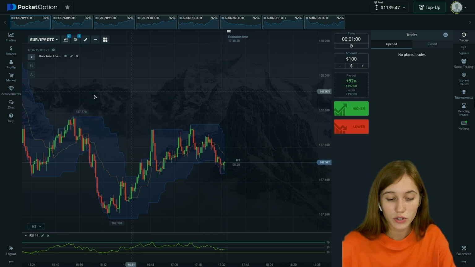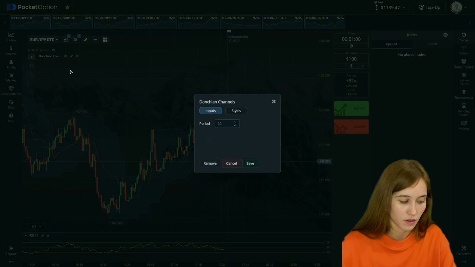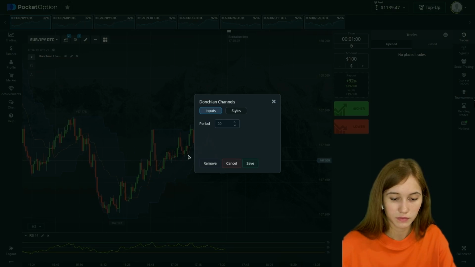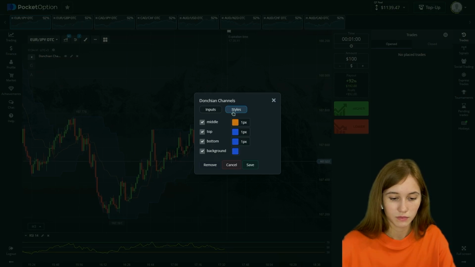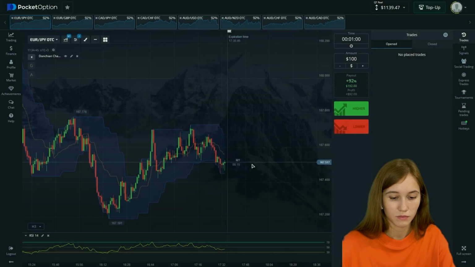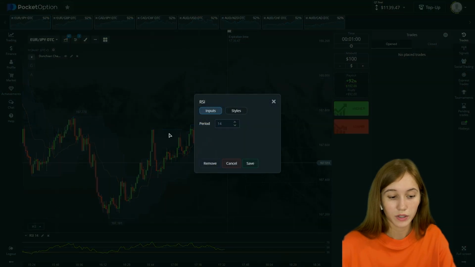This is the downtrend channel. Its settings. Also the RSI indicator.